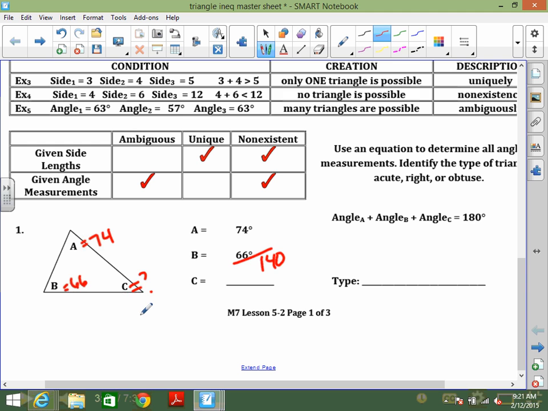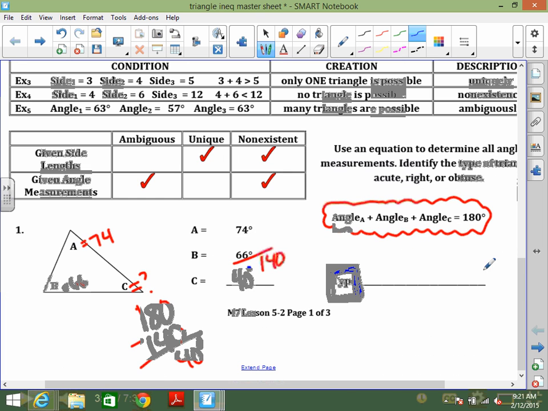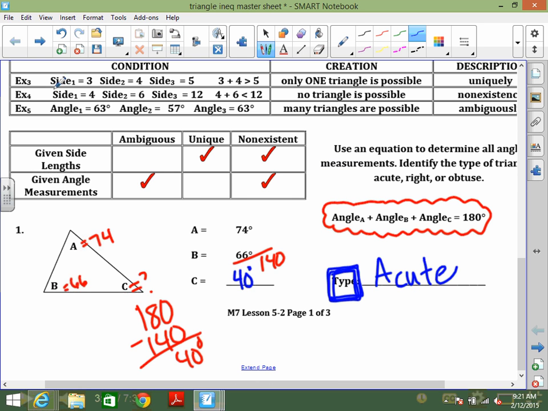And what do we do with 140? Why 180? And look right here, see the formula? There it is. Angle A plus angle B plus angle C has to equal 180. It's written right there. So the missing angle is what? 40 degrees. Now the next question says what type of triangle is this? If we know we have a 74, a 66, and a 40, what type of triangle would that be? Acute, because we have 3 acute angles. Good. Okay, second page.